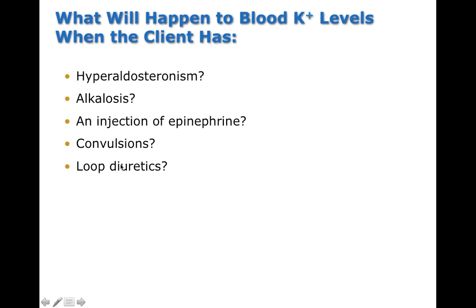Now, loop diuretics. A loop diuretic is a type of drug that acts on the nephron loop, and it prevents the reabsorption of sodium, potassium, and chloride. So if you don't reabsorb those electrolytes, then it's more difficult to reabsorb water because water is only reabsorbed through osmosis. So a loop diuretic would prevent you from reabsorbing potassium, so you would lose more potassium into your urine. Over time, a loop diuretic would decrease blood potassium levels and could also lead to hypokalemia.